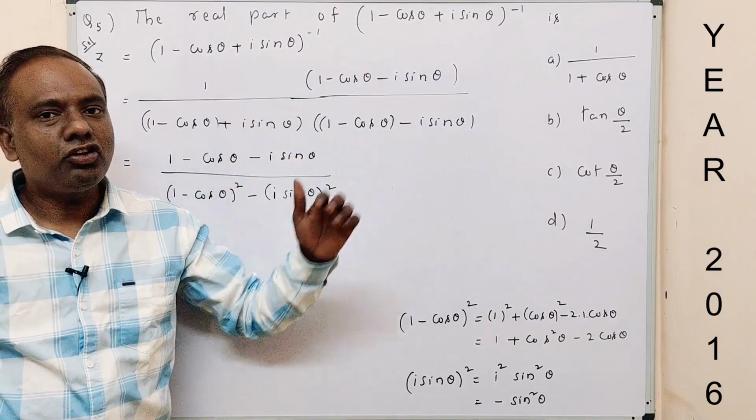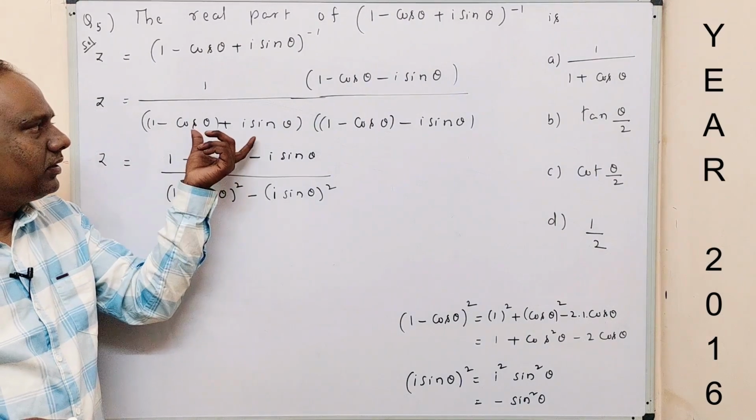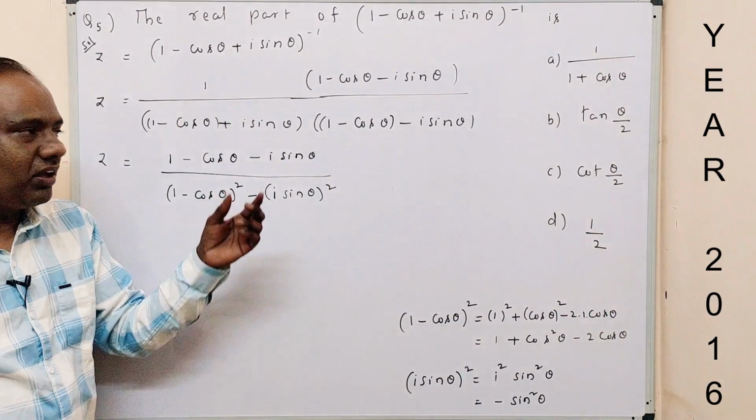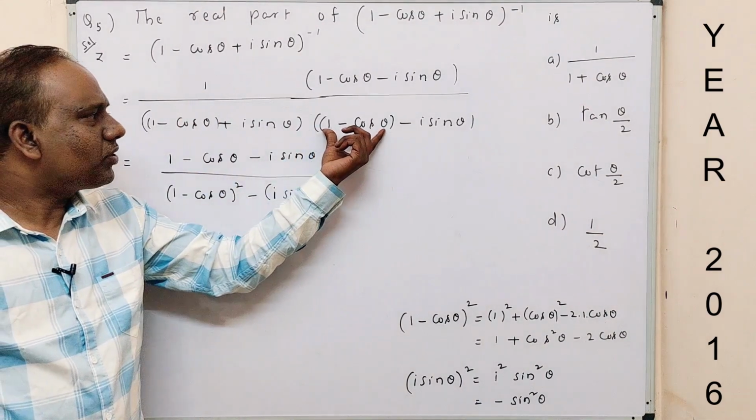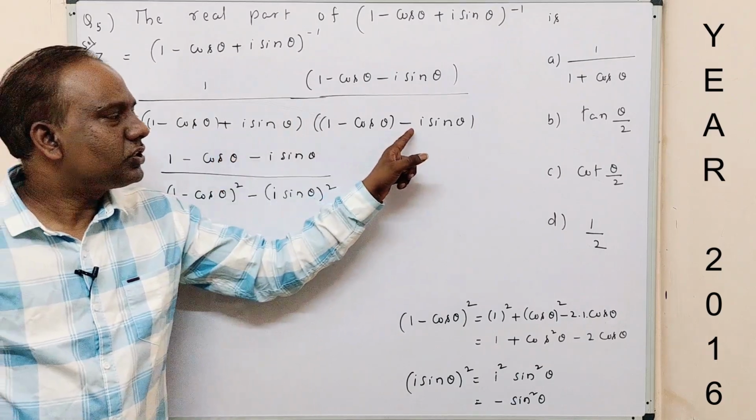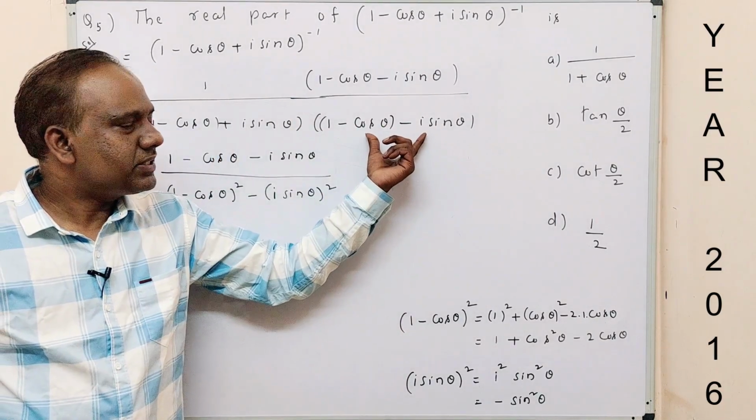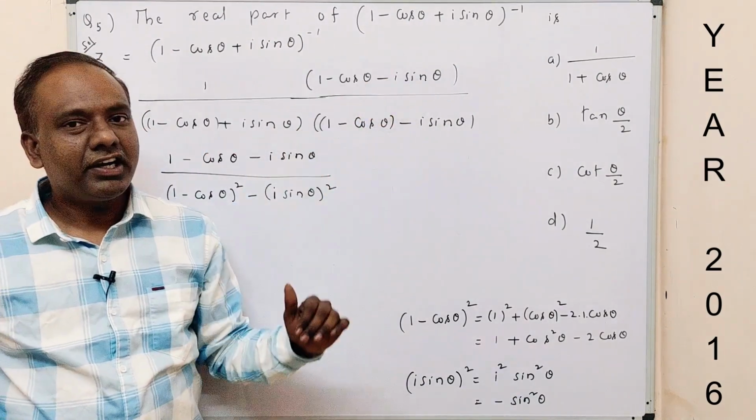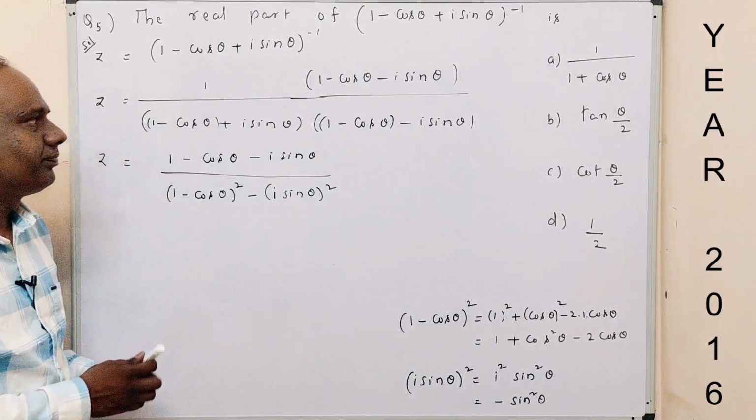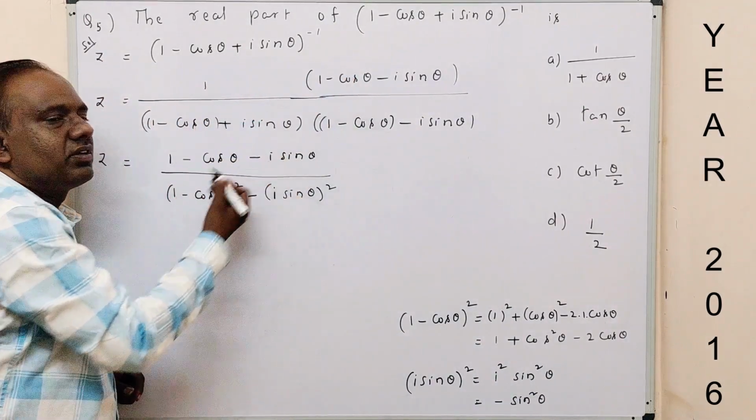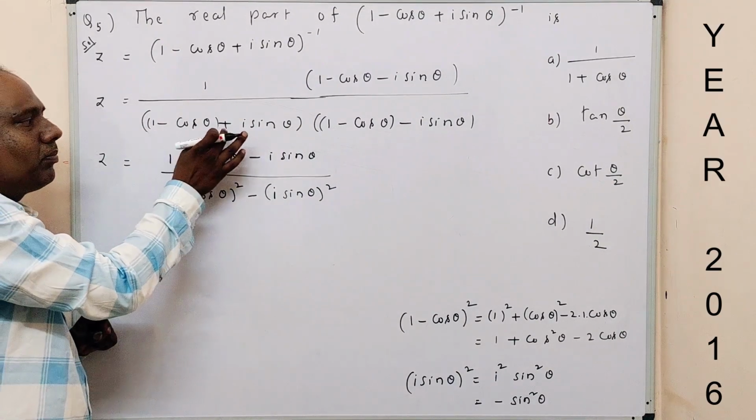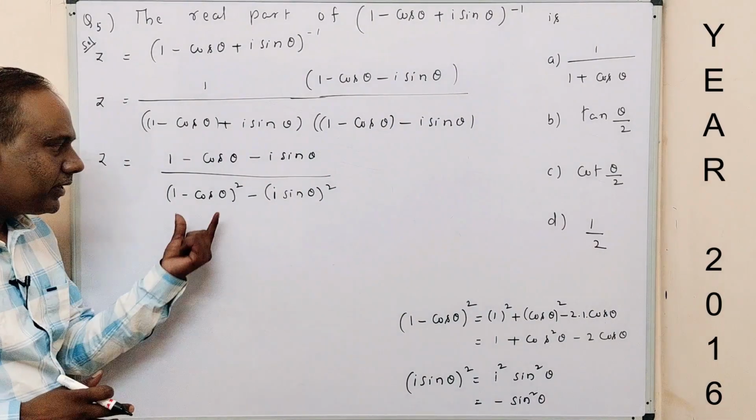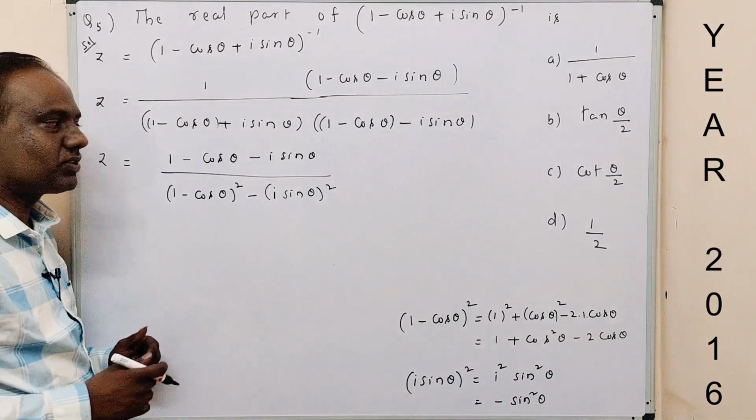For this, we need to multiply the conjugate. So here, this conjugate is 1 minus cos theta, it is plus, na? So minus I sin theta. So this is the conjugate of this one. So here multiply and divide by the conjugate. So now 1 into this value is the same. It is like (A plus B) into (A minus B). So (A plus B) into (A minus B) is equal to A square minus B square.